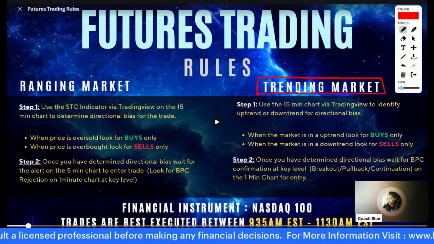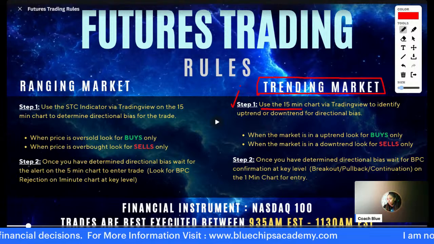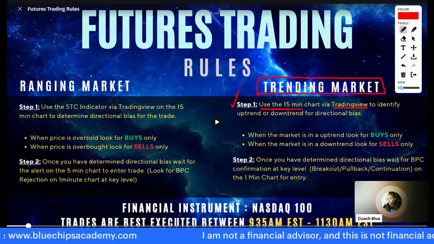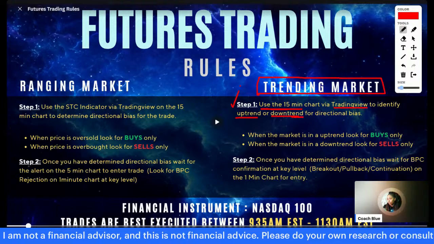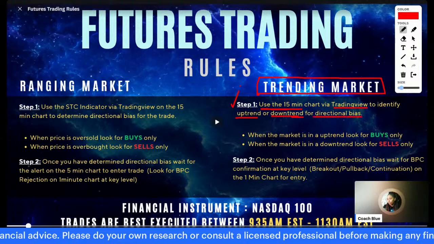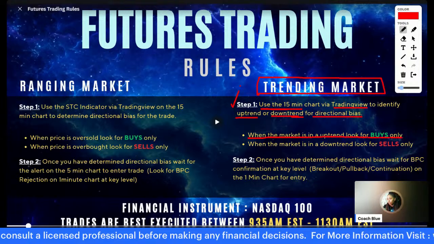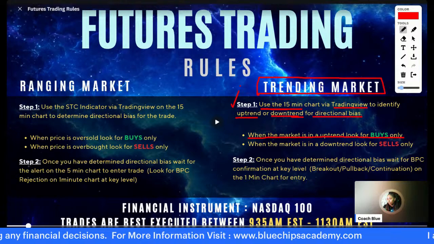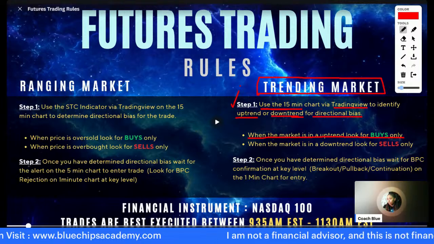step 1 tells us to use the 15-minute chart. So that's the chart that we were just on. Via TradingView, that's the platform that I use, okay, to identify uptrends or downtrends for directional bias. And so because we're in the uptrend, our directional bias for today will be looking for buys, okay? So when the market is in an uptrend, look for buys. This says buys only, but we're going to be objective to that, okay? Because sometimes price, especially recently, price can do whatever it wants, whenever it wants.